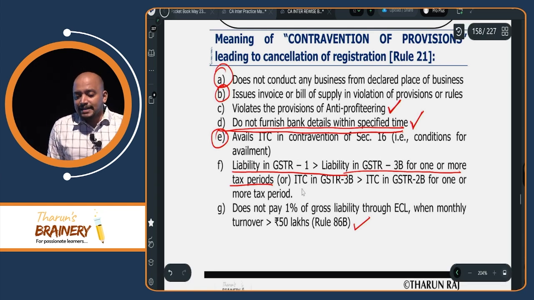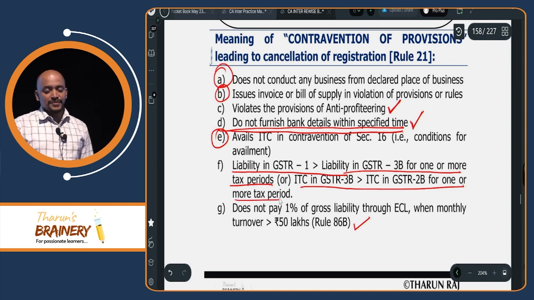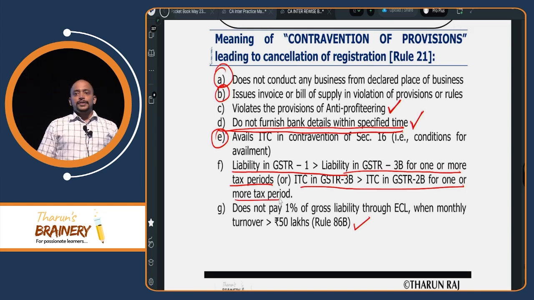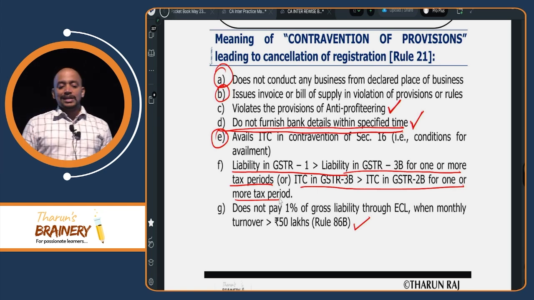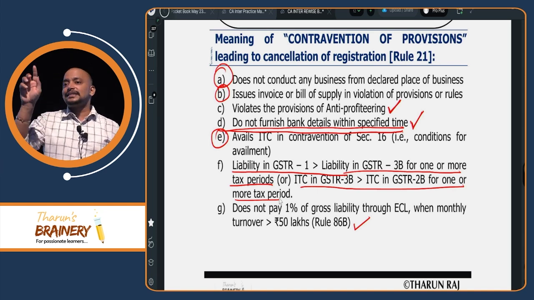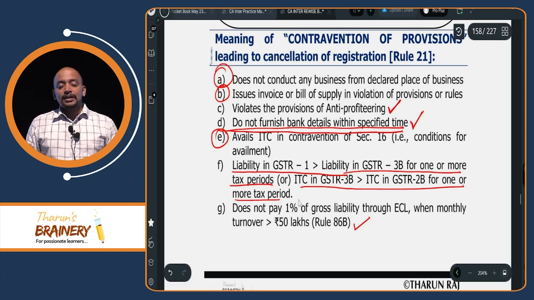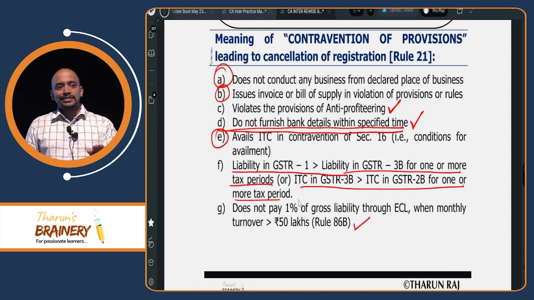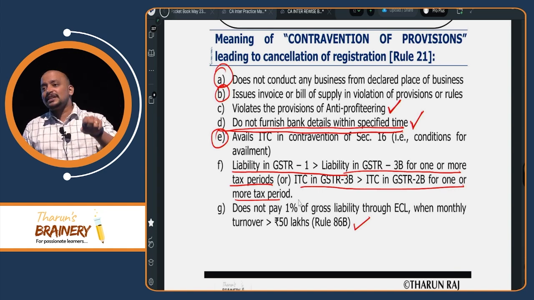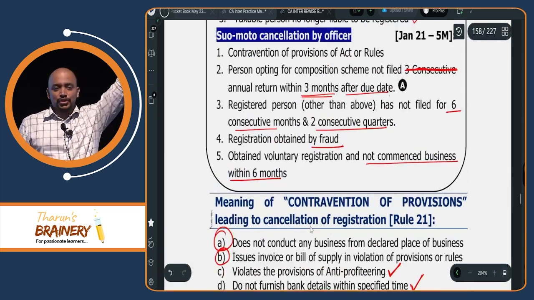Then ITC in 3B is greater than ITC in 2B for 1 or more tax periods. When will it happen? You are taking more ITC than in 2B. So, in this case also, registration will be cancelled. These are the 7 situations that lead to cancellation of registration. Correct? No. 7 provisions, contravention of which leads to cancellation of registration. But situations are 8 situations.